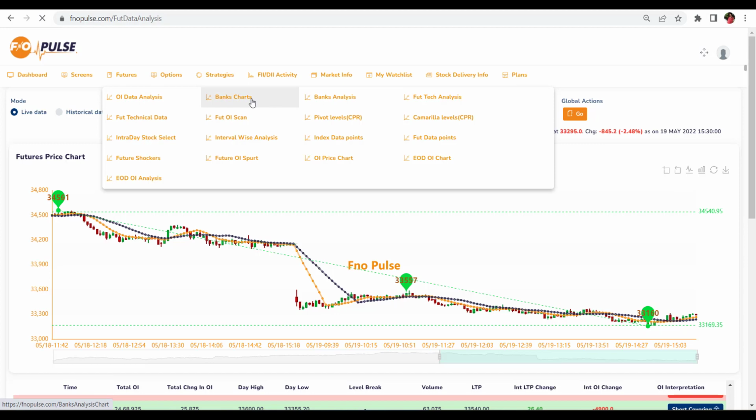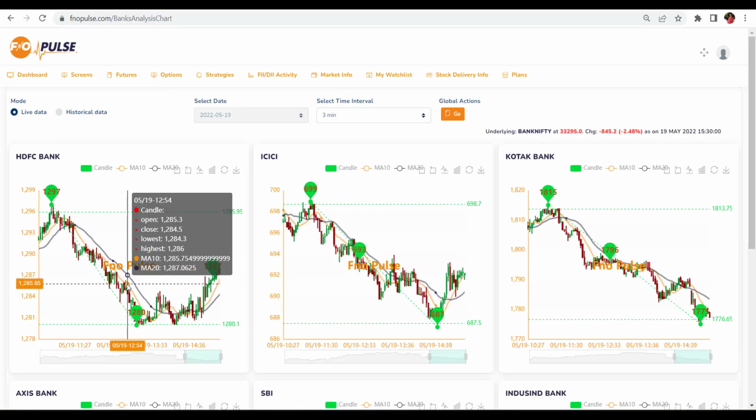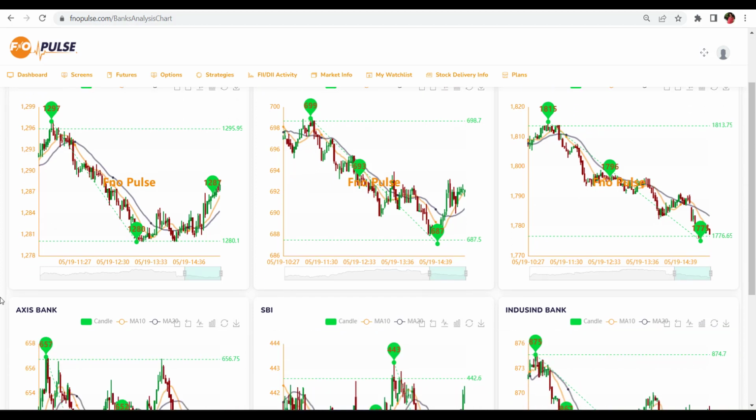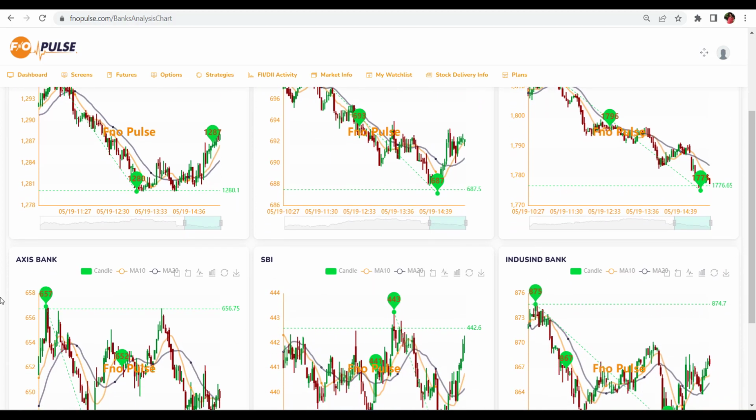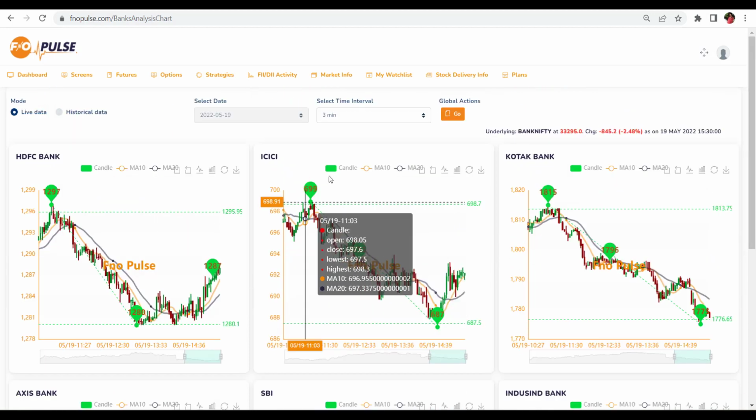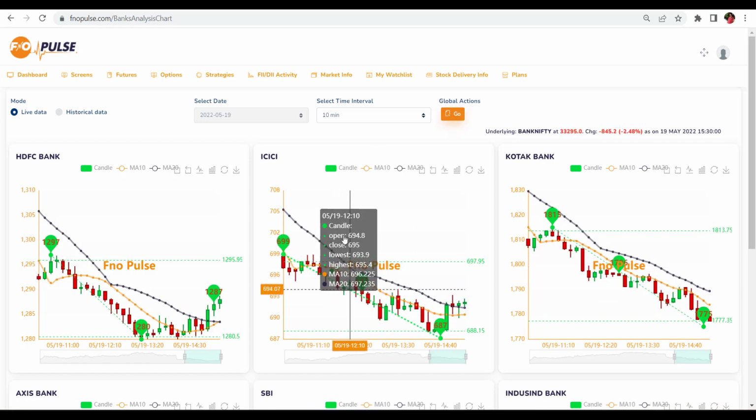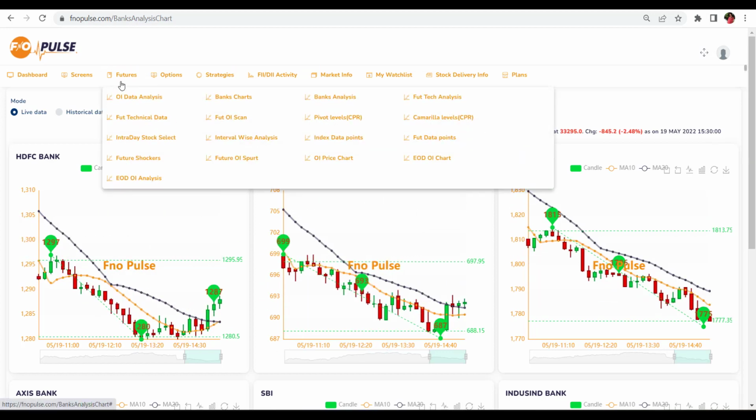In futures bank chart, you can find the 6 bank stocks all together in one page. So you can understand how the banks are performing, at what level the banks are performing. You can change the timings here and see the chart.